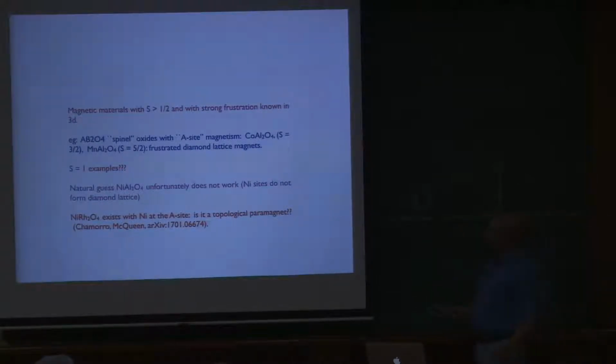But then there's this person, Tyrel McQueen at Johns Hopkins, who was very brave and didn't give up. He managed very recently to synthesize nickel rhodium oxide with nickel at the A site. He sees that it's a paramagnet, but we don't know if it's a topological paramagnet. So that's where things stand. So the materials people here, the main thing that I would hopefully motivate you to do is to keep your eyes open for frustrated spin 1 magnets in 3D and see if you can make some interesting such magnets.